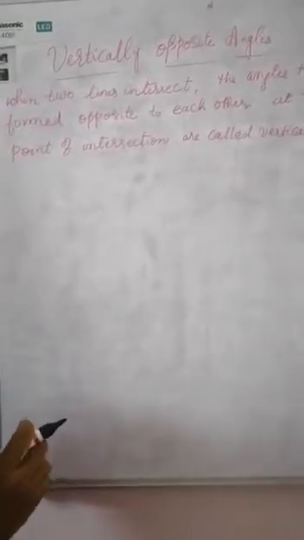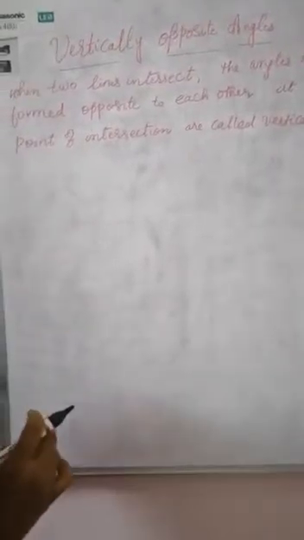Today's topic is vertically opposite angles. Till now we have learned different types of angles, my children. Complementary angles, let us revise it. Complementary angles: the sum of the angles must be equal to 90 degrees. Supplementary angles: the sum of the two angles must be equal to 180 degrees.